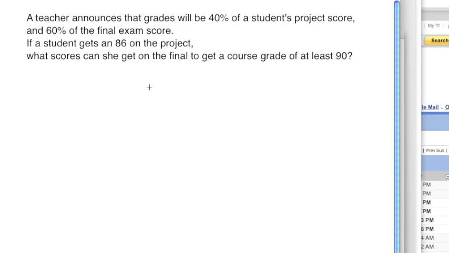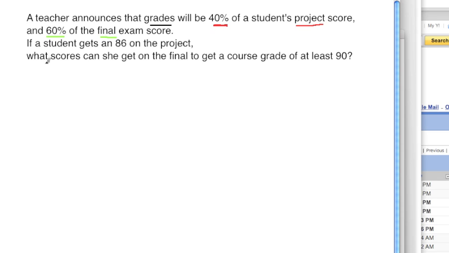A teacher announces that grades will be 40% of a student's project score and 60% of the final exam score. So just to decompose this, if you want to know your grade, it'll be 40% of your project score plus 60% of your final exam score.